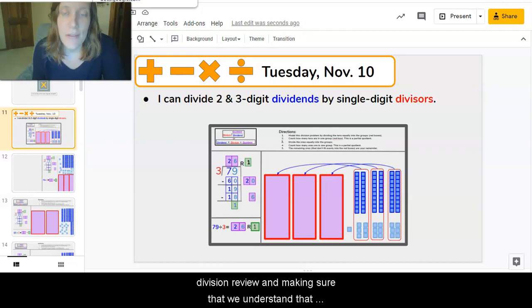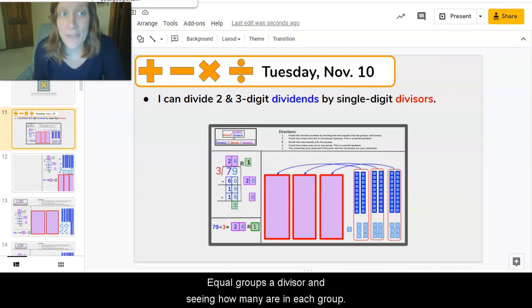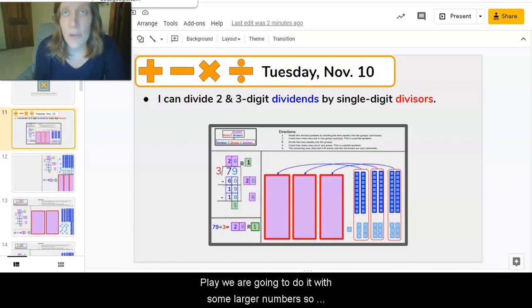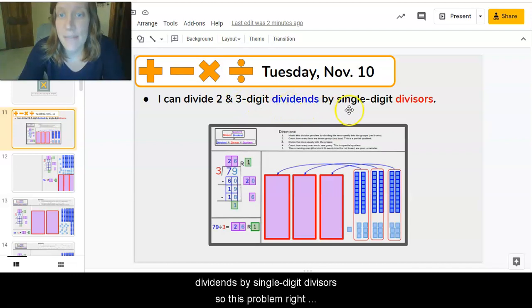Yesterday, we did some division review and making sure that we understand that division means that we are taking a dividend, a number, and splitting it into equal groups, a divisor, and seeing how many are in each group. Today, we are going to do it with some larger numbers. So our I can statement today is I can divide 2 and 3-digit dividends by single-digit divisors.